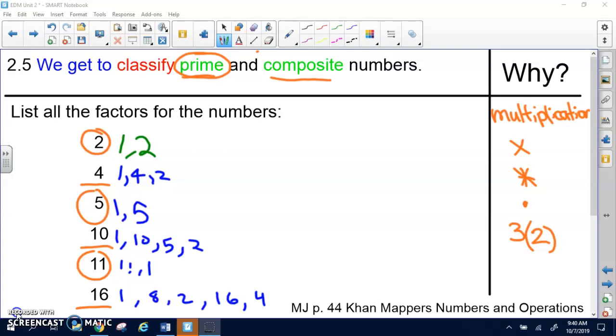Okay. Your homework tonight. You're going to be asked on page 44 to create some lists of the factors of numbers, and then you're going to classify whether it's either a prime or a composite number. You'll put a P or write prime in a box, and you'll put a C or write the word composite in a box for those numbers which fit the description.